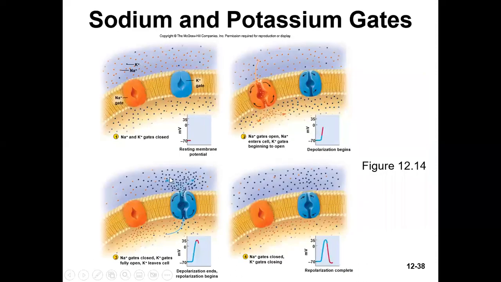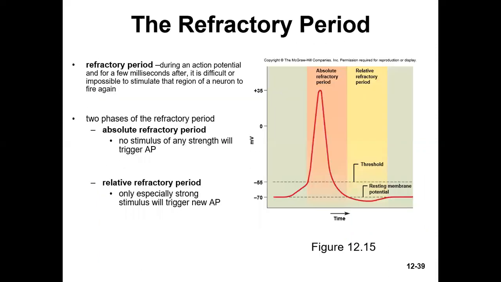That's really important to understand. So you can have a lot of little local potentials, but if the negativity on the inside of that cell does not get reached for whatever reason, it's not going to do its thing. So when we're talking about this, we have to understand there's something called a refractory period. During an action potential and a few milliseconds after, it's difficult or impossible to stimulate that region of a neuron to fire again, and that should make sense. It will take time to reinstate the polarity principles. If the polarity is not what it needs to be to fire, there's nothing there to do the work.